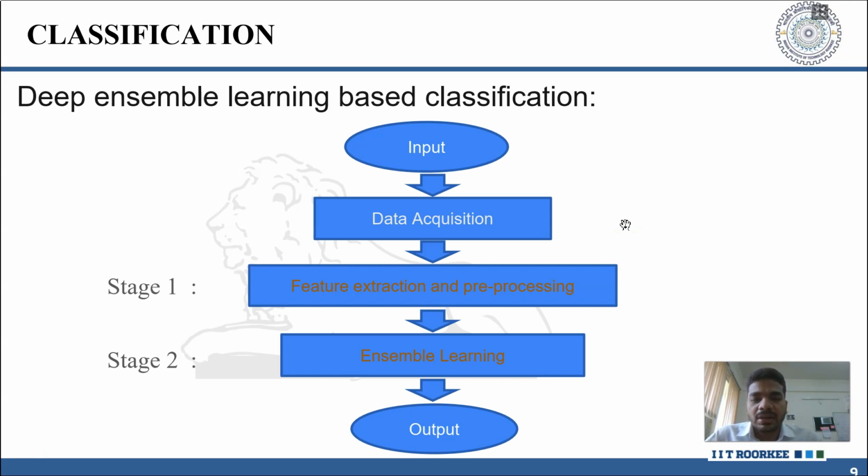The deep ensemble learning based classification is shown. The basic architecture and the flow of work are shown in this figure. It is divided into different stages. Mainly here we consider two stages: one is feature extraction and pre-processing, and the other is ensemble learning.